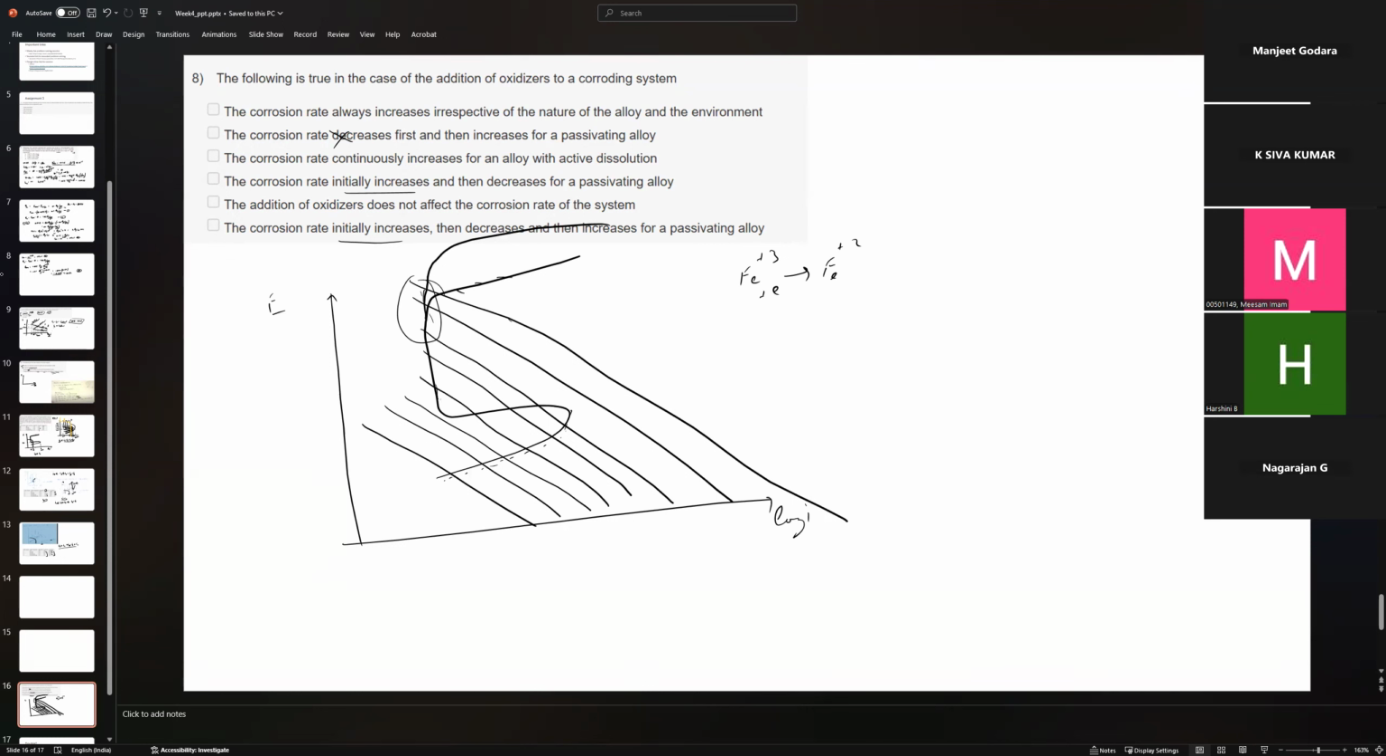This is our passivation current density, IP. This is the critical current density, IC. So it increases first, then decreases, and once we reach the post passive region, it starts to increase again. So this is roughly correct. No effect on the corrosion. This is incorrect.